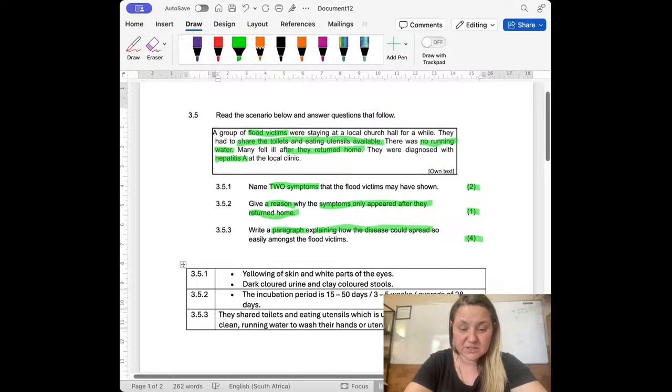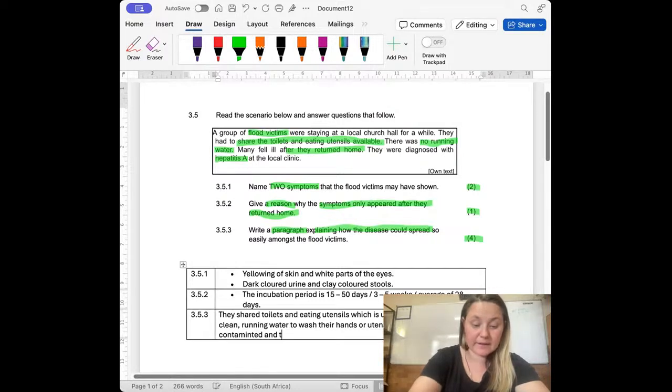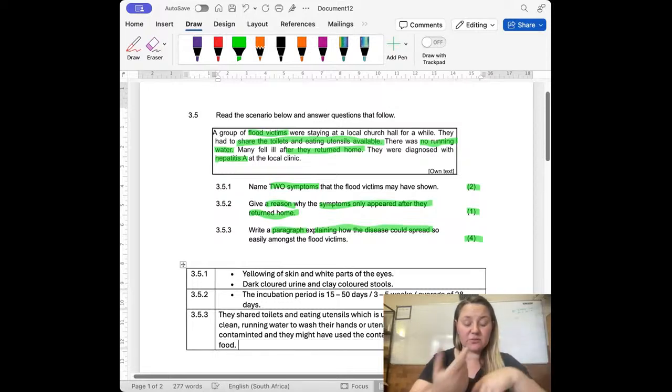So now what I've got is 2 facts that I got straight from the case study. I did say about the flood victims, the water contamination. So I am also going to answer the water was contaminated and they might have used the contaminated water to prepare food. And if you do that, you use contaminated water to prepare food, you are most probably going to get sick.